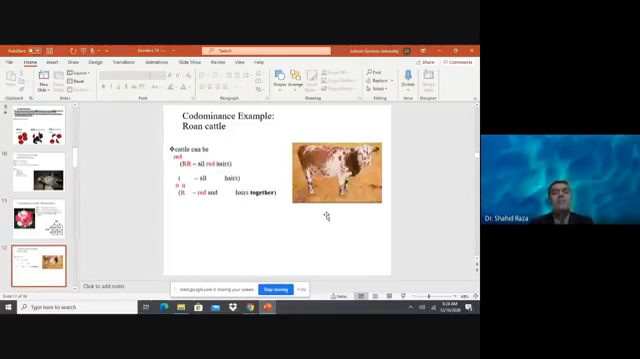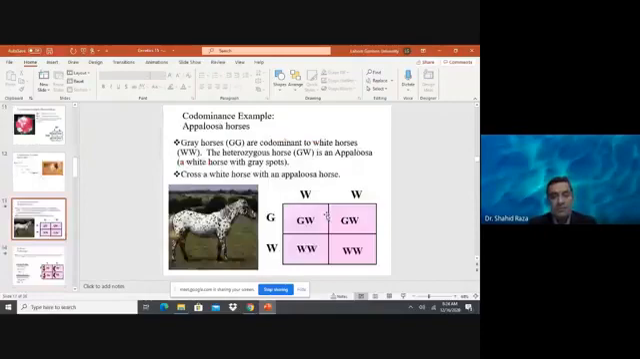Another good example of codominance is Appaloosa horses. We can see grey horses are codominant to white horses. The heterozygous horse, capital G capital W, is an Appaloosa, a white horse with grey spots. So in this cross, we can see a white horse with an Appaloosa horse.